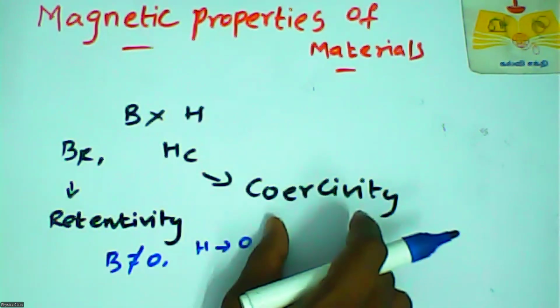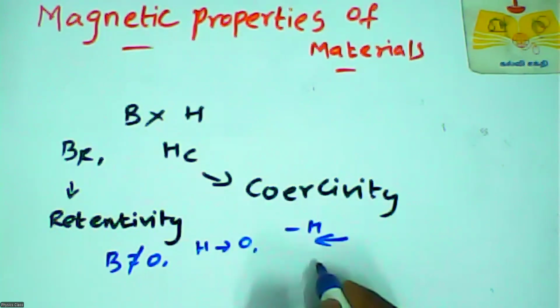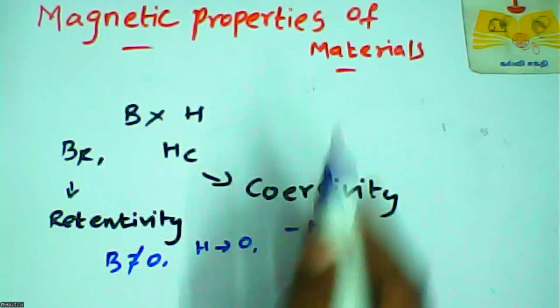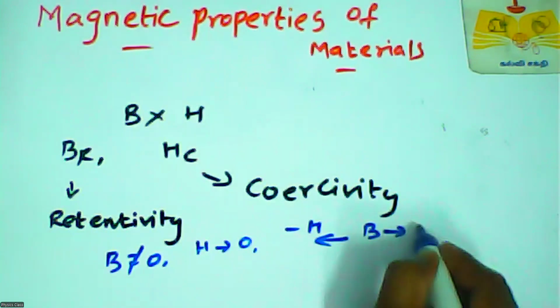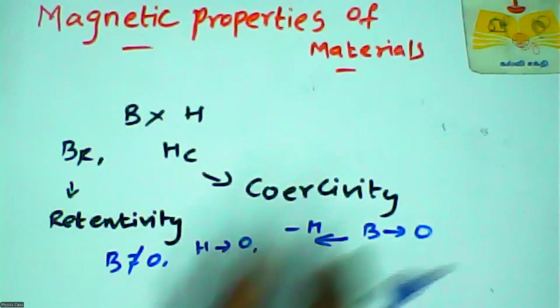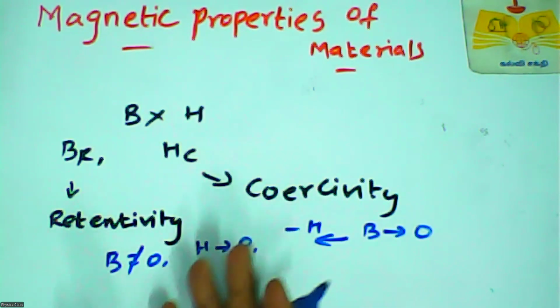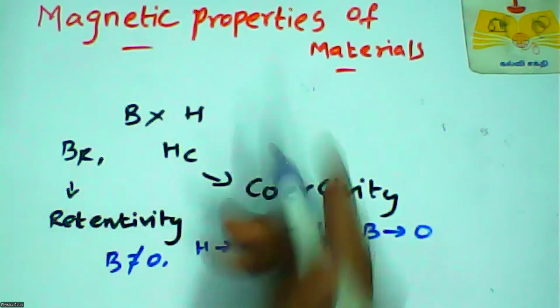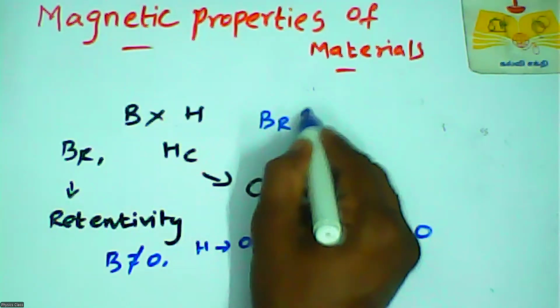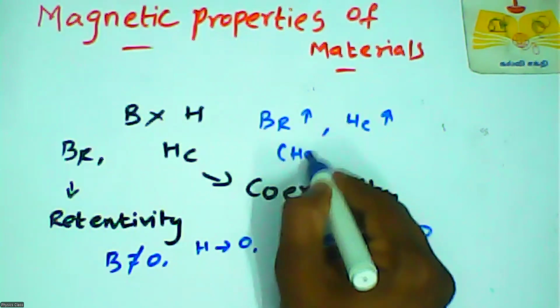On the other hand, coercivity. This is a reverse magnetic intensity, so H minus, which is required to reduce the internal field completely back to zero. So B means inside magnetic field, H means external magnetic field. So it tells us how difficult it is to demagnetize the material. Clear? So hard ferromagnets, for example, have high BR, high Hc. This is a hard ferromagnet.